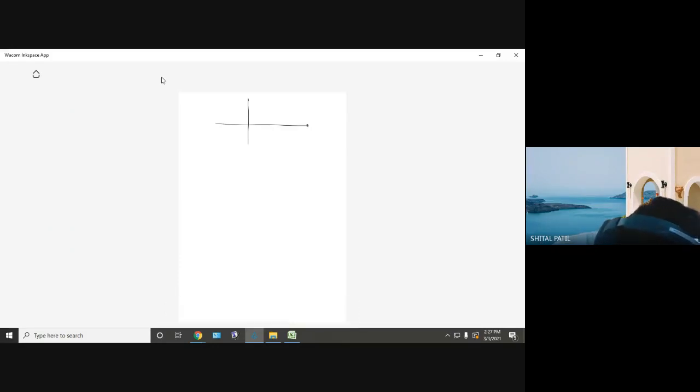This is the x axis, this is the y axis, this is x equal to 0, sorry, y equal to 1, y equal to 2, y equal to 3, y equal to 4.